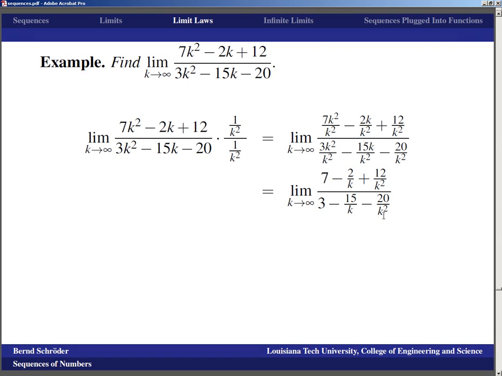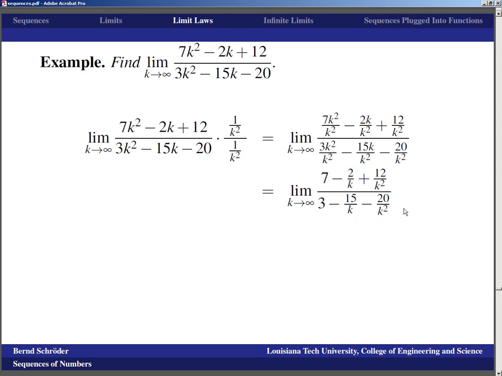And now we know from what we know about the harmonic sequence that 2 over k, for example, will go to 0. We know that 12 over k squared goes to 0. We know that 15 over k goes to 0. And we know that 20 over k squared goes to 0. This is all coming from the harmonic sequence and the limit laws, right? 1 over k goes to 0, so 2 times 1 over k goes to 0 also. And if 1 over k goes to 0, then 1 over k times 1 over k, which is 1 over k squared, goes to 0. And multiplying by this 12 doesn't change anything, and so on.